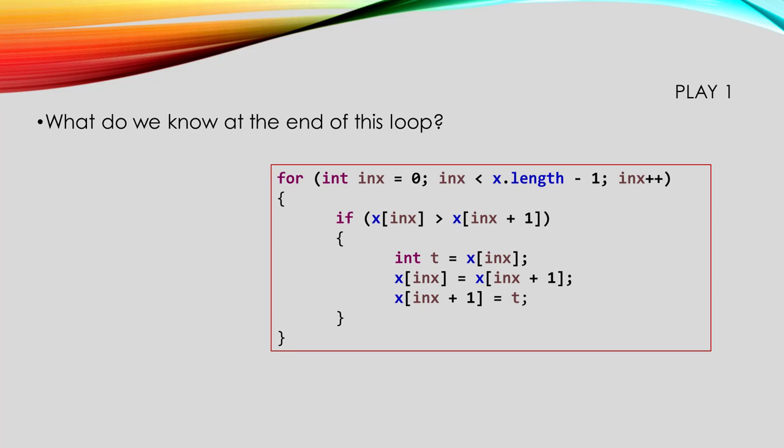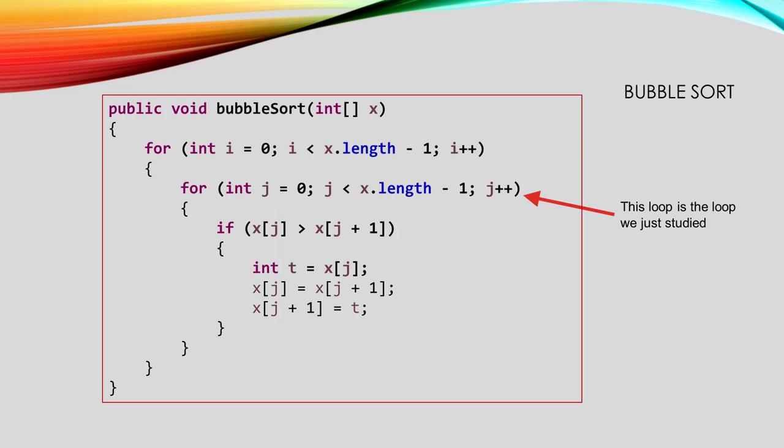This is the loop that we studied in the last video. The thing we concluded was that no matter what order the array starts in, at the end of this loop, the biggest thing will be in the last position of the array. That's the first step toward getting things sorted. We can build on this. Bubble sort builds on that idea and just does that loop n-1 times. The first time puts the biggest thing in place, the second time puts the next biggest thing in place, and so on.